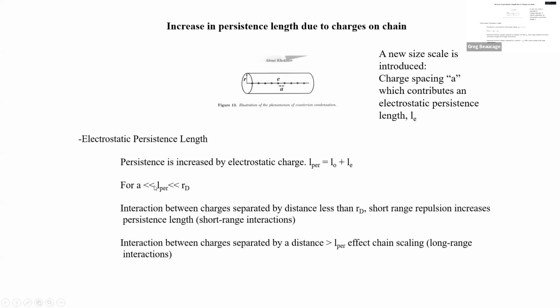So you have to consider what's the relationship between these three numbers: the spacing of the charges on the chain, the persistence length, and the Debye screening length. If the spacing of the charges on the chain is bigger than the persistence length, then they don't affect the persistence length. But if it's smaller, then they can affect the persistence length, if the persistence length is smaller than the Debye screening length. So you can figure out how that works. But basically, that's the relationship you need for this electrostatic persistence length to show up. And then the sum of the two gives you the total persistence length of the chain.